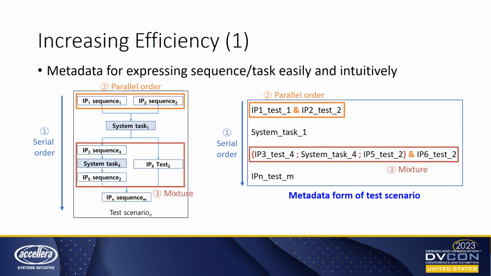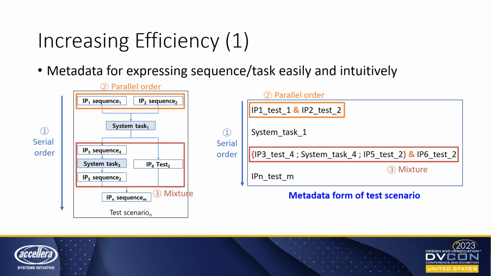It can be expressed on a new line on the metadata. The blue is that. Number two is for parallel order. When two tasks are operated at the same time, scenario developers use an ampersand on metadata. Please find the orange.